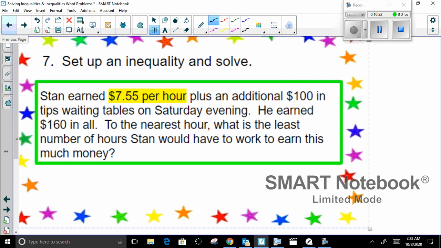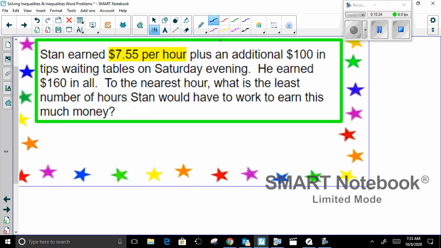Set up an inequality and solve. So we got a little bit of a word problem here. So let's see what's going on. Stan earned $7.55 per hour plus an additional $100 in tips waiting tables on Saturday evening. He earned $160 in all. To the nearest hour, what is the least number of hours Stan would have to work to earn this much money? The least number of hours he would have to work to earn that much money.